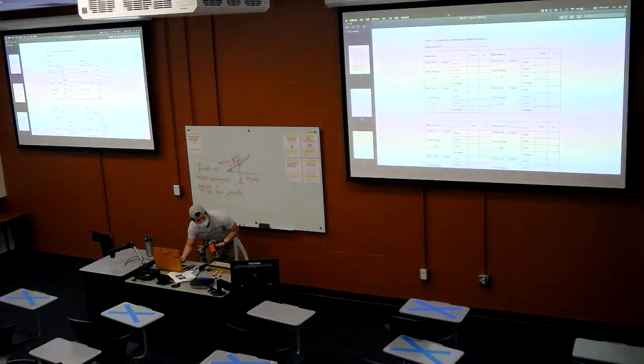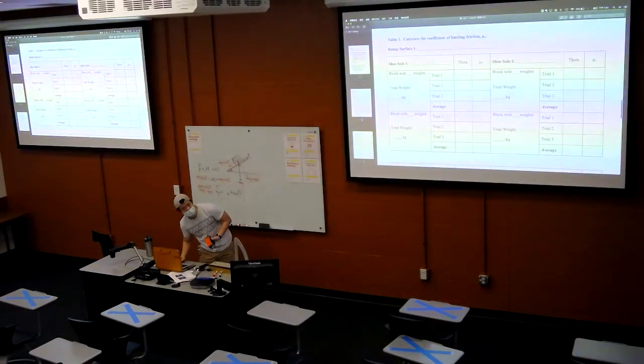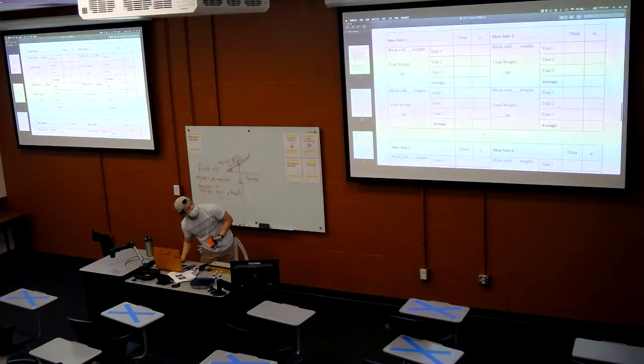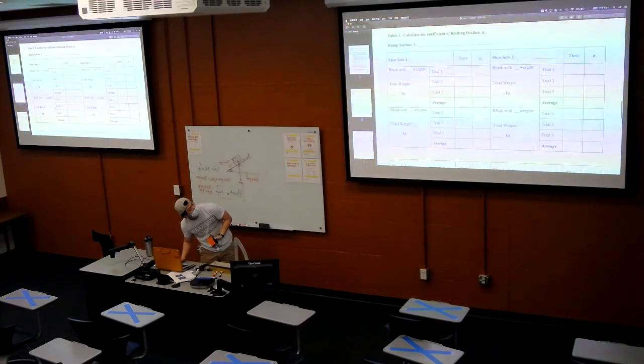You'll see that table in your manual. You can see the first surface and shoe sole 1, 2, 3, 4. And for each shoe sole, you have different weights: the first weight, the second weight. For each situation, you're going to take 3 trials and take an average. So there are 48 situations in total. You're going to raise the slope, record the angle, raise the slope, record the angle, 48 times. That's what we're going to do today.